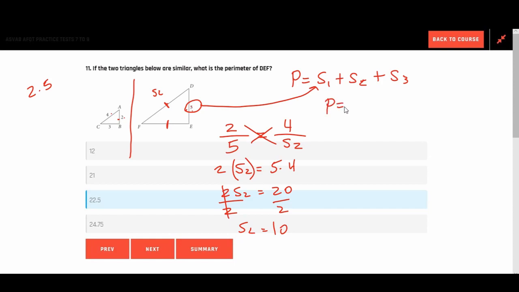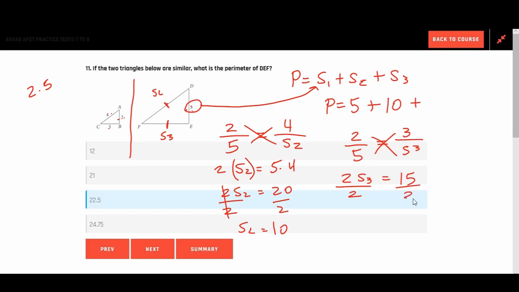So let's go ahead and start filling this in. I said 5 is going to be side 1. I know side 2 by using cross multiplication is going to be 10. So let's do the same thing for side 3. Again, 2 to 5 is going to be equivalent to 3 to side 3. So again, we're going to cross multiply. I'm going to do 2 times side 3, which is going to be 2 side 3. 5 times 3 is 15. Divide both sides by 2. This crosses out. We're left with side 3 equals 15 over 2.